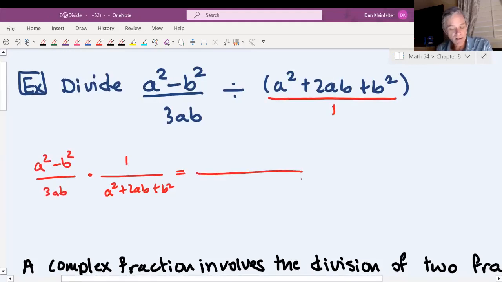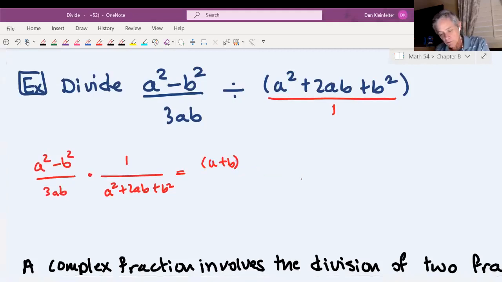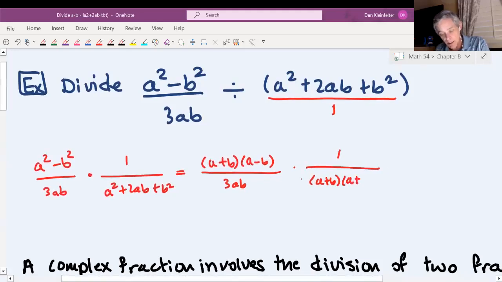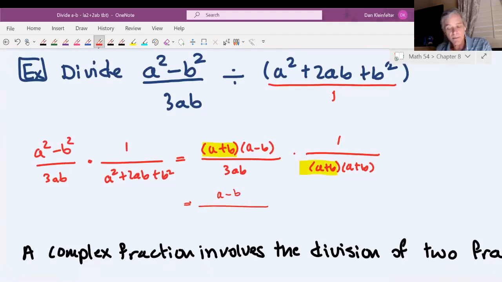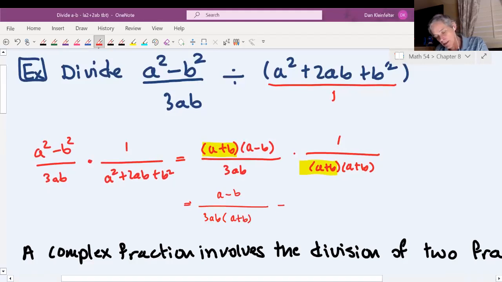All right, and so now we're going to factor again, right? So let's do that. We'll have a plus b, a minus b, and then down below 3ab. And then 1 over, and that was a plus b times a plus b. All right, those a plus b's will divide out, one from the numerator, one from the denominator. And then multiplying across what's left, we'll have a minus b in the top and 3ab, a plus b, bottom.